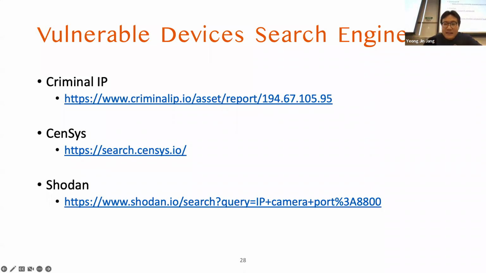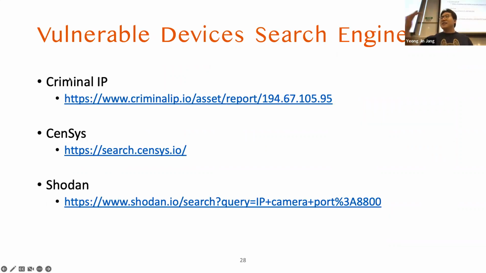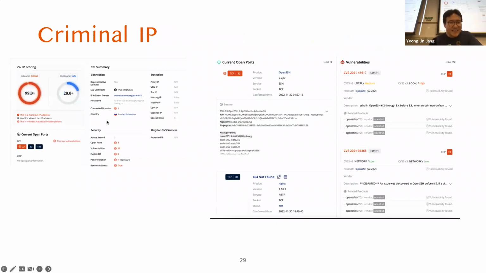To introduce them a little more, Criminal IP was the latecomer. Shodan was the first one, and then Censys was developed at the University of Illinois and University of Michigan. So Censys is from academic work, and Shodan is from industry work. Criminal IP wants to beat these two companies, so what they actually support is interesting.